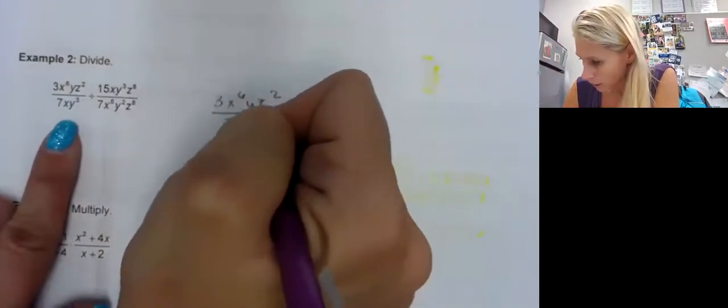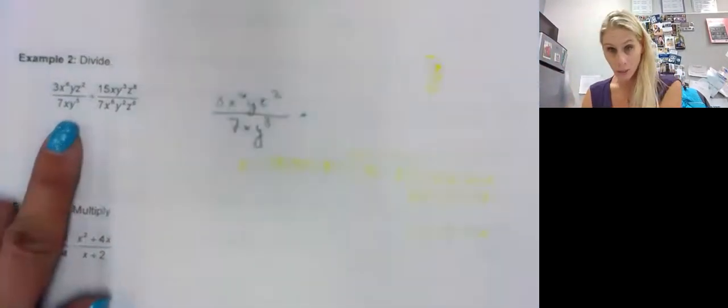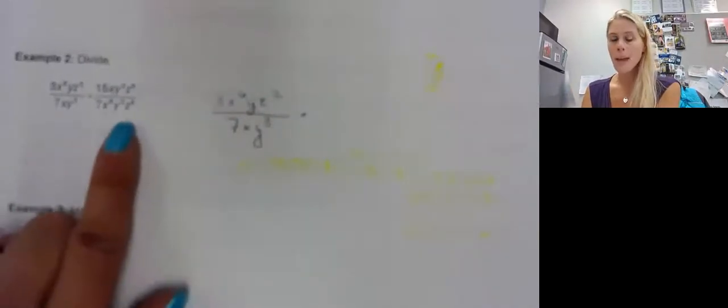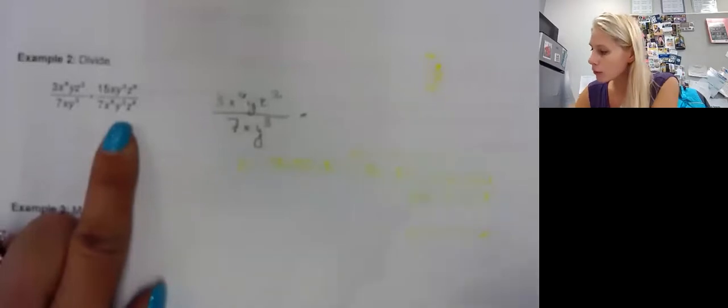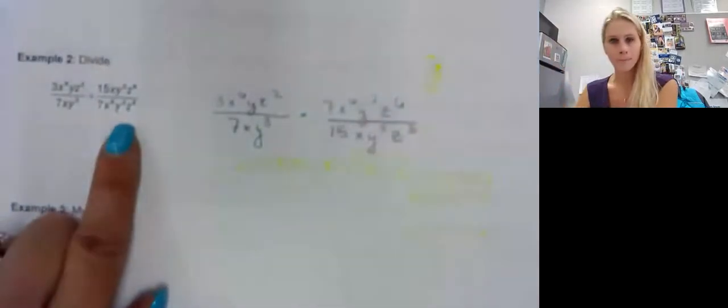7xy cubed. I change it to multiplication, but then what do I do with the second fraction? I flip it. I do the reciprocal. So I have the 7x to the 6th, y squared, z to the 6th on top. And on the bottom, I have 15x y cubed, z to the 8th.